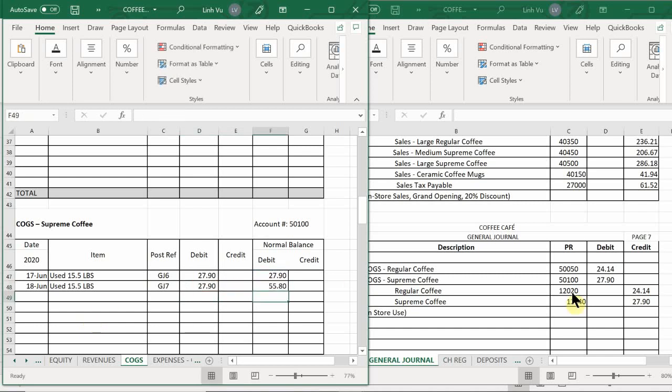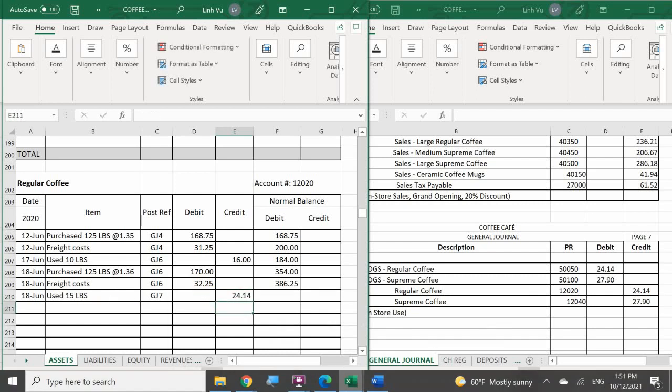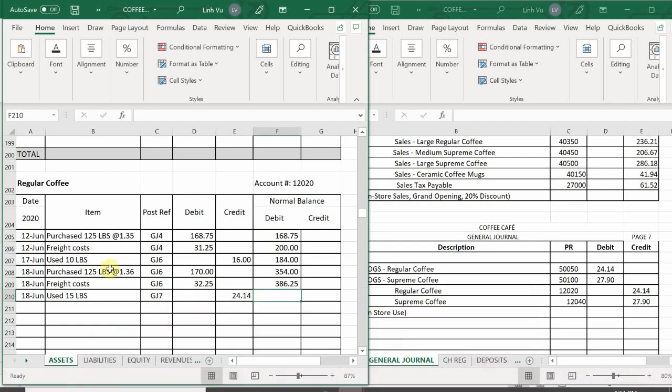55.80, good. Okay. Now let's go ahead and update our inventory. So we have the regular coffee. 25. So now we subtract the 24.14. So it is 362 and 11 cents.